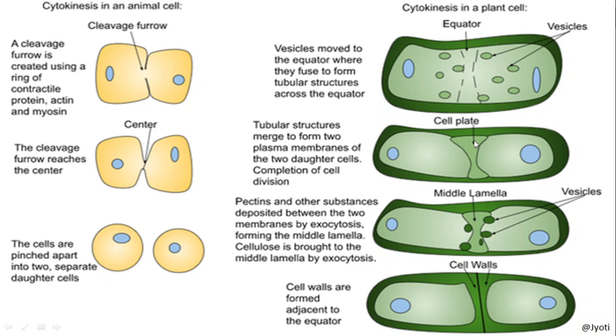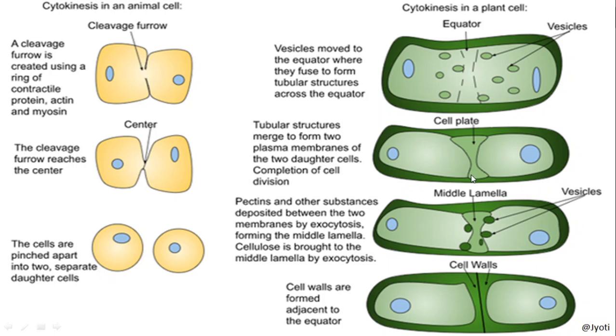So now you can see it forms a tubular structure. That structure is called the cell plate. So the first event is that the vesicles of the Golgi complex gather at the equator, then they fuse together to form a tubular structure that is called the cell plate. The tubular structures also merge to form the two plasma membranes. Gradually you can see the vesicles are accumulated.